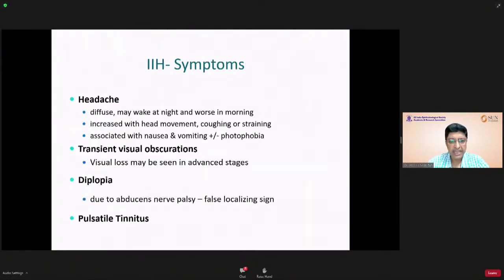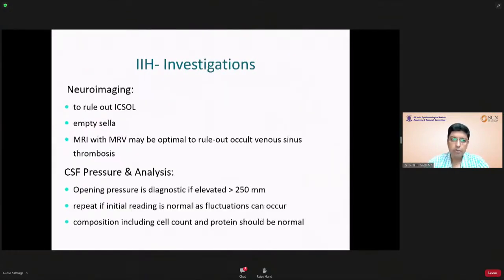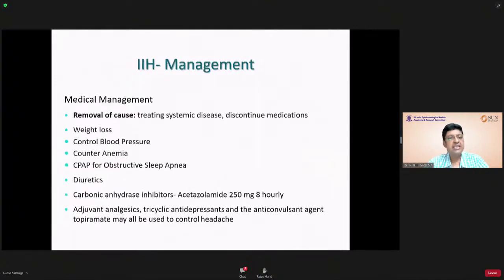They may present with headaches, transient visual obscurations, diplopia, and tinnitus. And as I said, neuroimaging becomes the key investigation, and CSF analysis. The management initially will always be medical: rule out the cause, weight loss, control blood pressure, anemia, CPAP for obstructive apnea, diuretics, and the sheet anchor for treatment is acetazolamide, which you can give up to 2 to 4 grams a day.